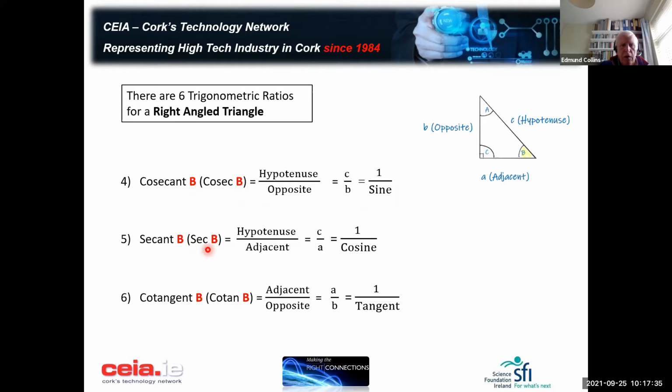Again, secant of angle B is the hypotenuse over adjacent, C over A, 1 over the cosine. And finally, the cotangent is the reverse of the tangent, which is the adjacent over the opposite, A over B, 1 over the tangent. So they're the key 6 trigonometric ratios, and particularly the first 3 are ones that are used an awful lot in problem solving.